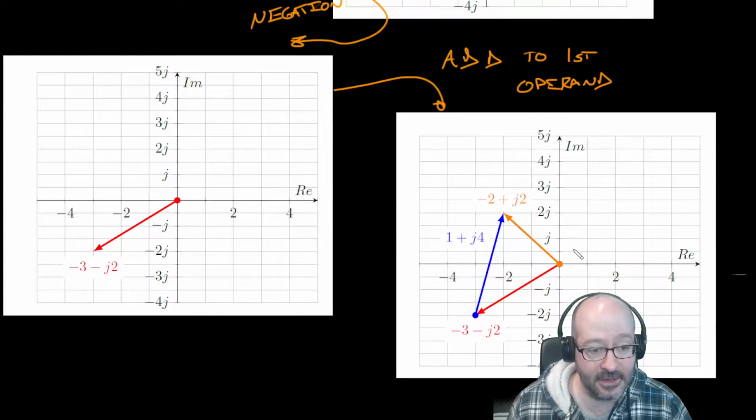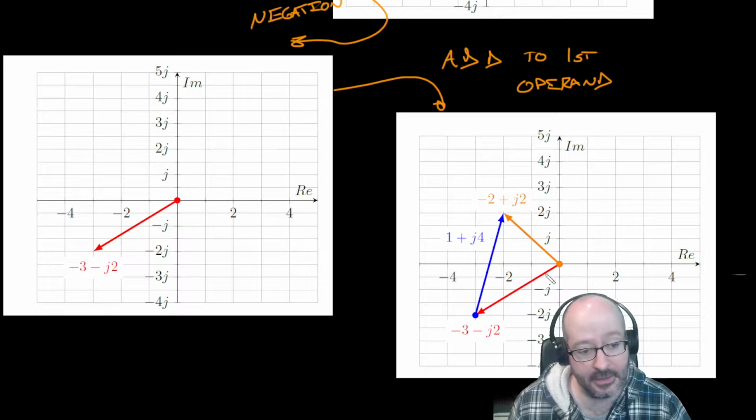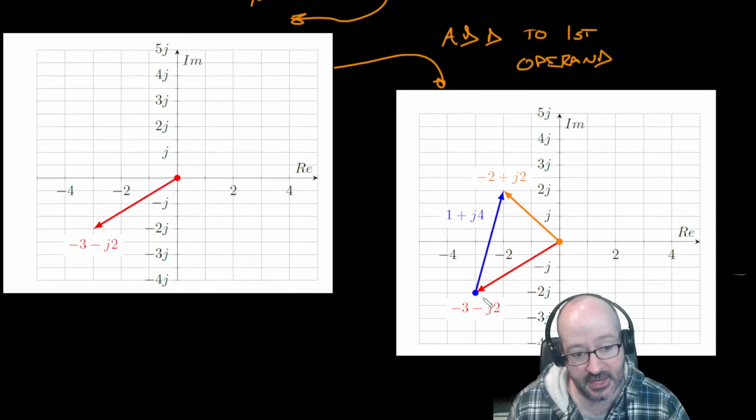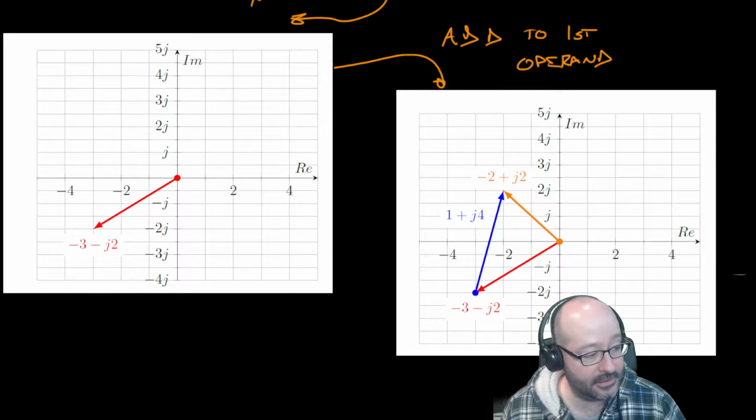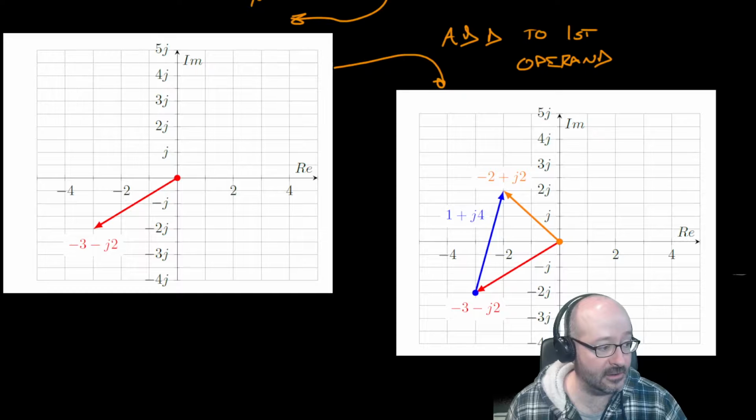Same stuff. So 1 plus j4 was the first operand. I'm just going to double check myself. Yep. So here's the negation of the second one. We add it to the first one, so we stick them tip to tail. And then the result is the vector that points directly from the origin to that point. So it's negative 2 plus j2. All right, so that's subtraction.